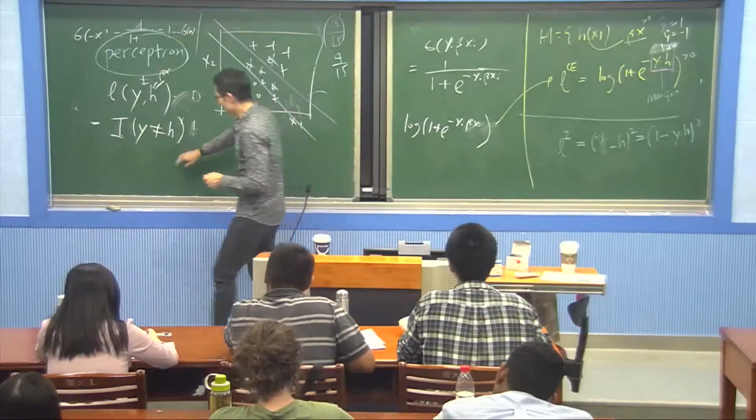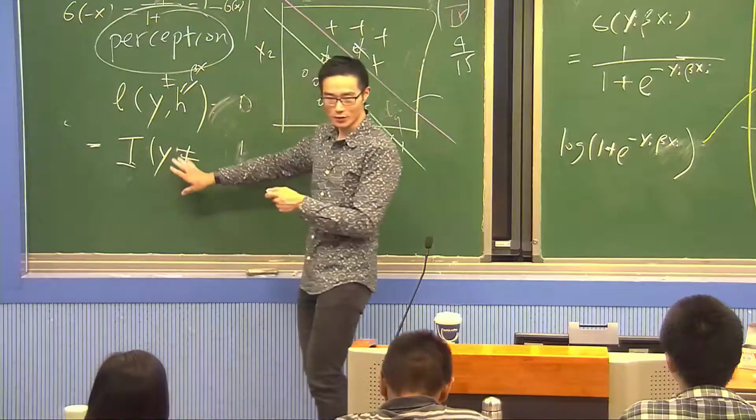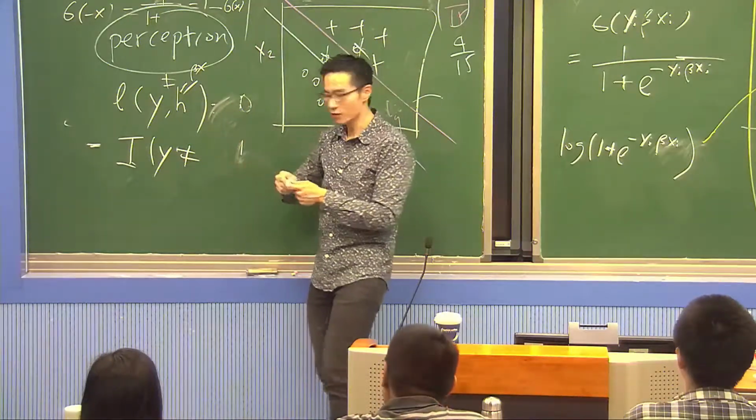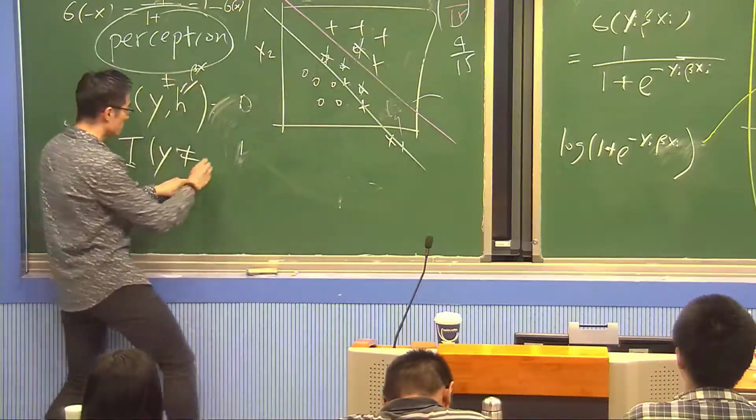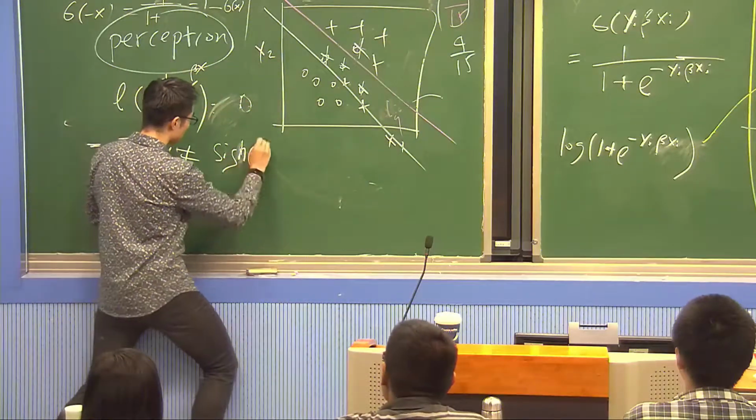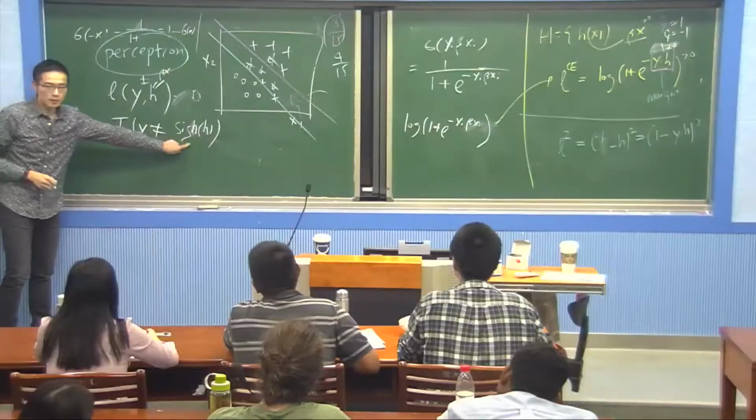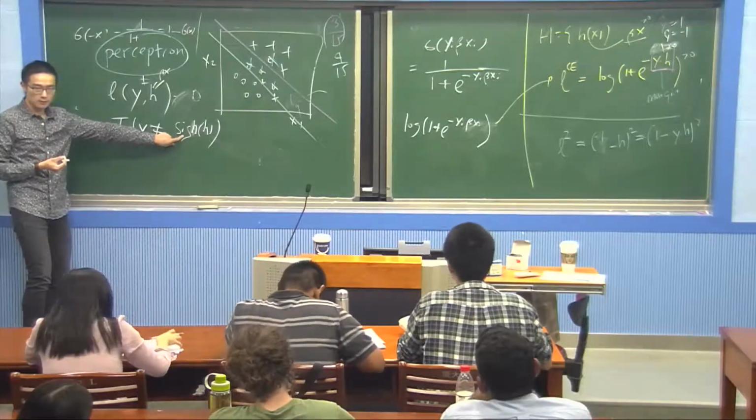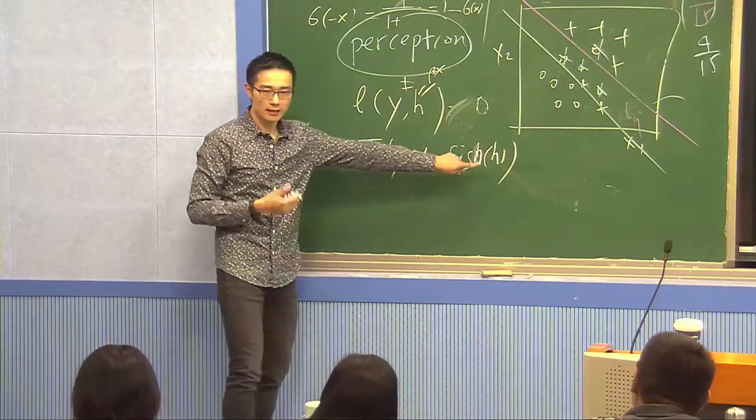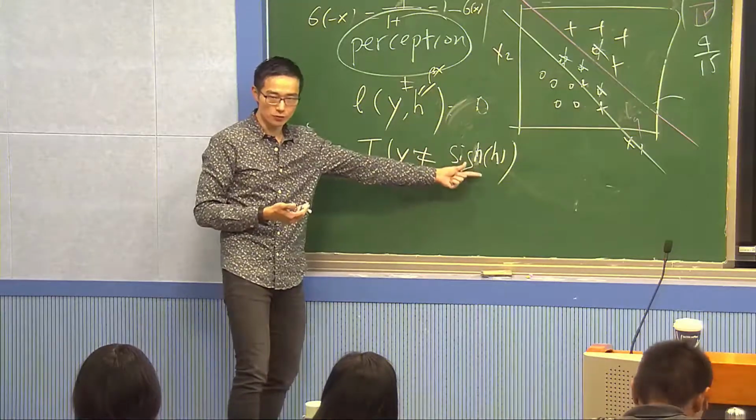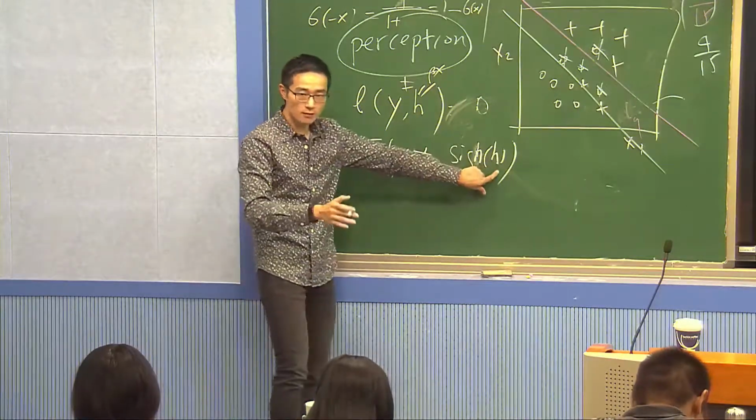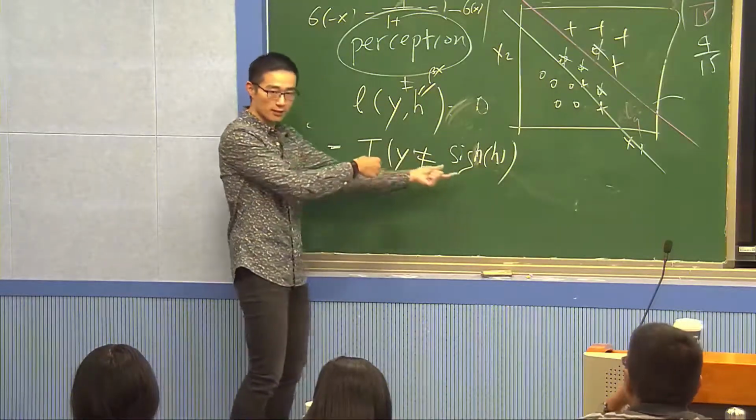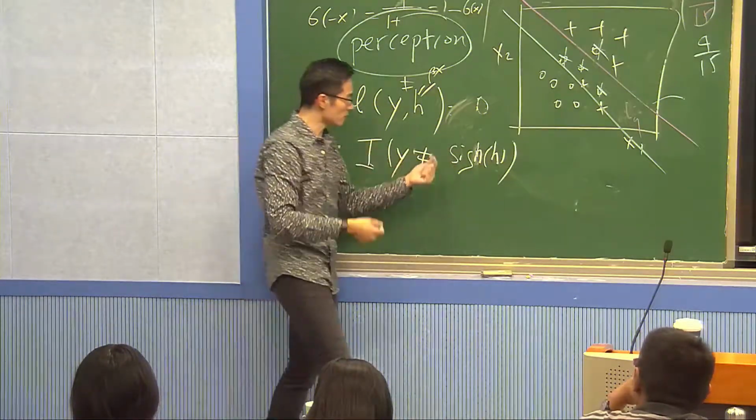Now, sorry, I shouldn't say that. It's not y not equal to h, because h is unbounded, beta x, while y is plus 1 or minus 1. So I should write whether y is equal to sign h. Because if h is larger than 0, then this is plus 1. So if y is plus 1 and h is larger than 0, I ask whether y is equal to plus 1. If h is smaller than 0, then this sign means minus 1, and I ask whether it's actually equal to the true minus 1. So I can write it this way.